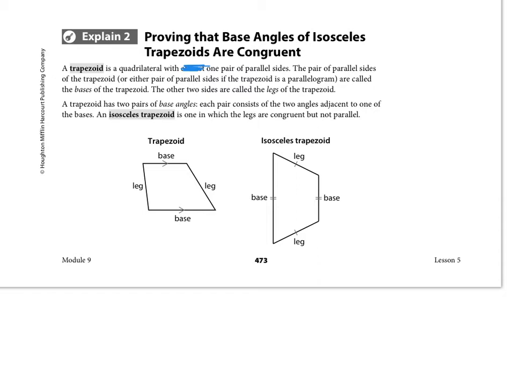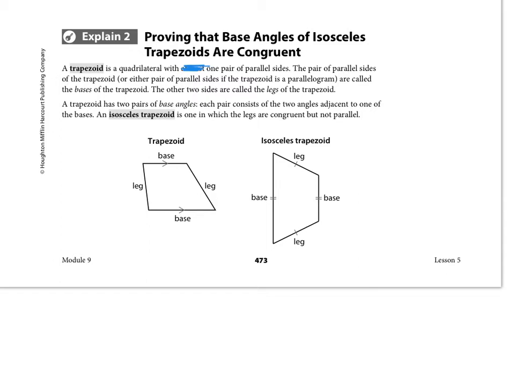So you can see in the diagram that the two sides that are parallel are called bases, and that the other sides in the trapezoid that are not parallel are called legs. So make sure you know that vocabulary. It's important to know that vocabulary because when we talk about specifically an isosceles trapezoid, the bases are not congruent.